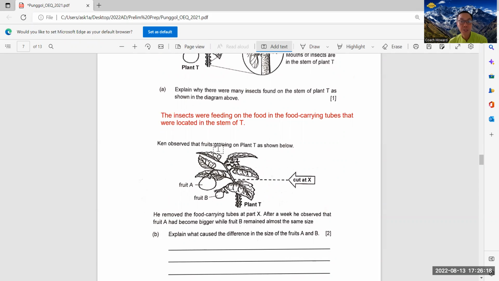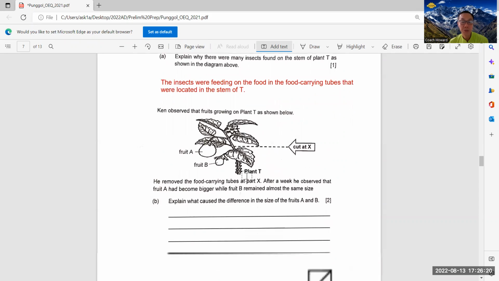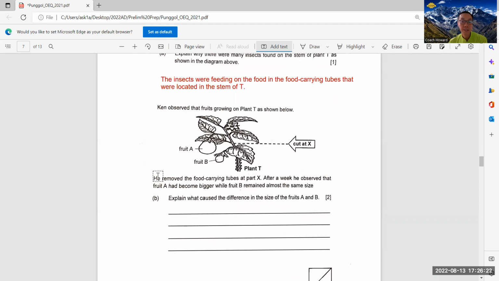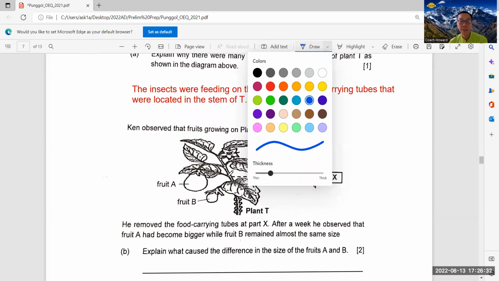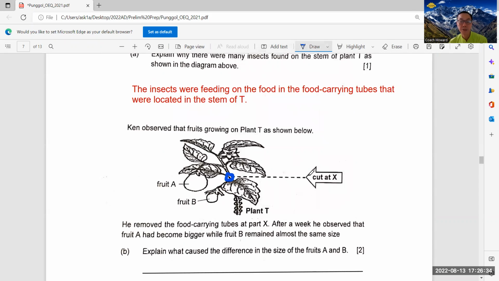Okay, next, can observe that fruit growing on plant T as shown. Fruit A is bigger than fruit B. He removed the food carrying tubes at part X. Okay, if you zoom in, part X is actually this part. Okay, this part X, this section here. Okay. After a week, that's after 7 days, he observed that fruit A becomes bigger, while fruit B remains almost the same size. Explain what caused the difference in the size of fruit A and B.